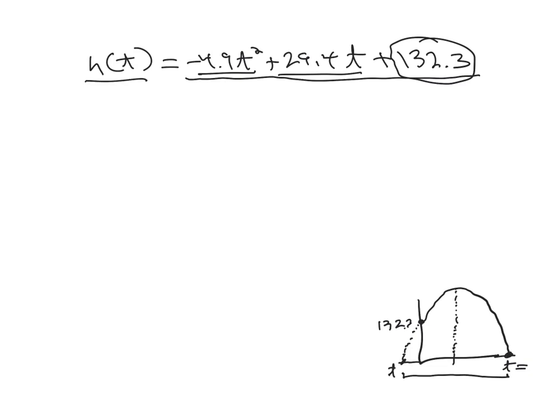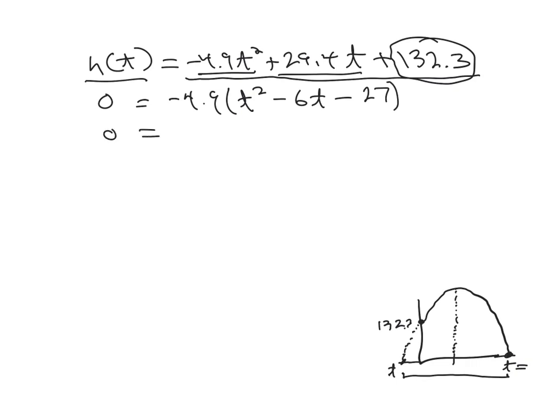Okay, so here's what we do. We're going to first set this equal to 0 to first answer the question, when does this hit the ground? Or in other words, when is its height off the ground equal to 0? Okay, we're going to factor out negative 4.9, which is going to leave us with t squared minus 6t minus 27. Okay, can we factor this?